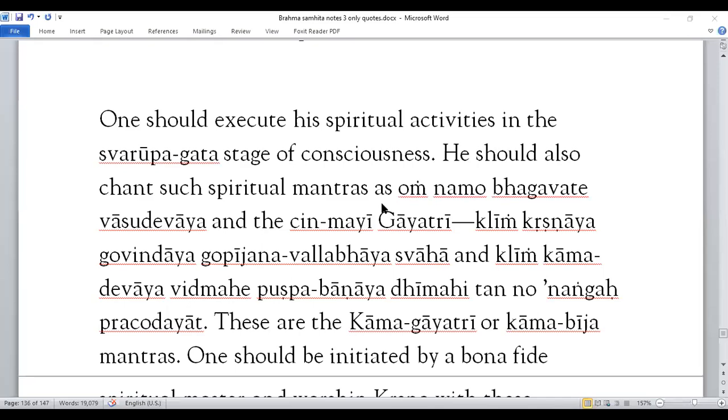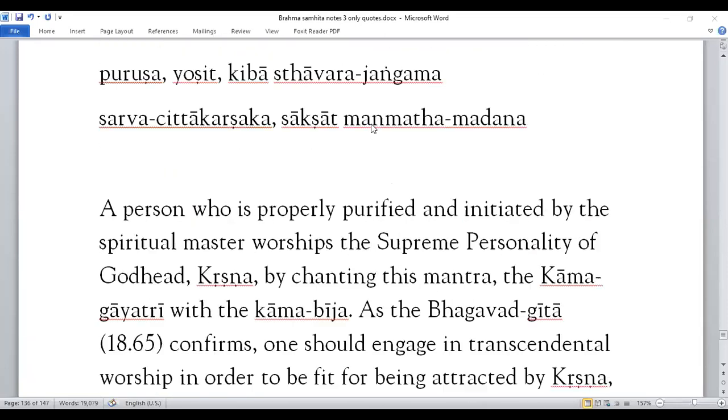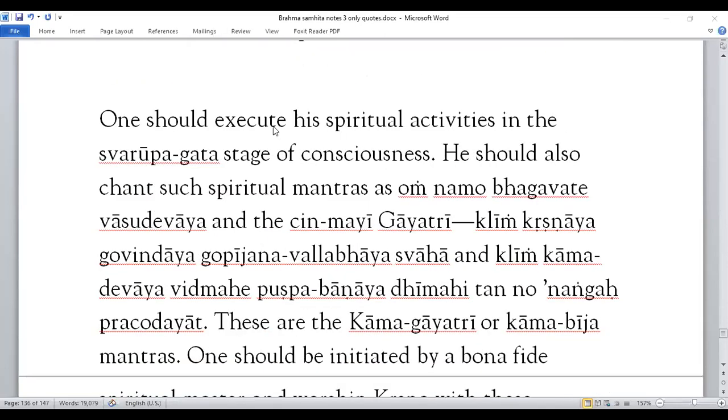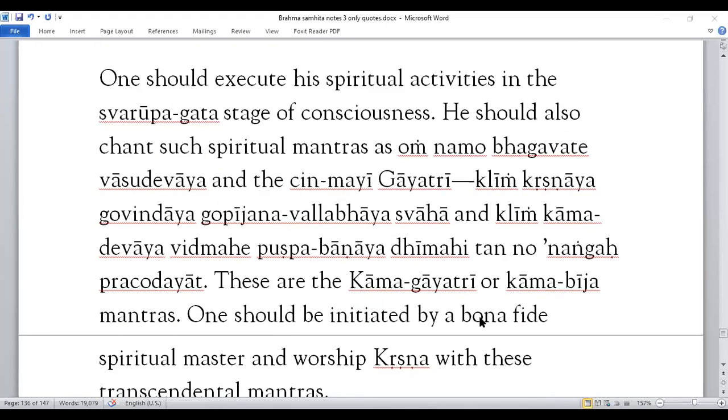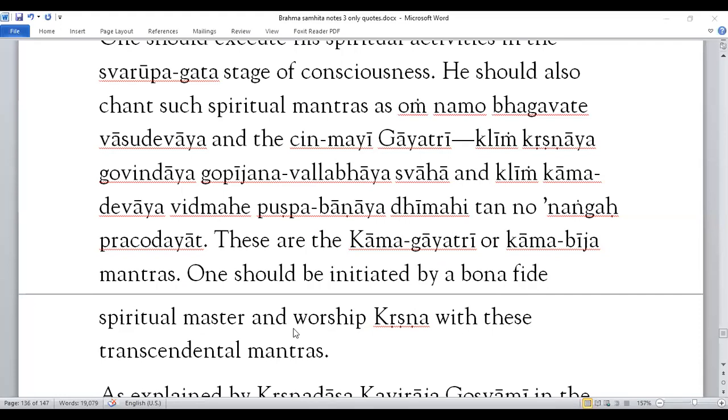This is Prabhupada's quote from Madhya Lila, Chaitanya Charitamrita. One should execute his spiritual activities in the Svarupagata state of consciousness. We were discussing this last time. He should also chant such spiritual mantras as Om Namo Bhagavate Vasudevaya and the Chinmayi Gayatri, Klim Krishna Govinda Gopijana Vallabhaya Swaha, and Klim Kamadevaya Vidmahe Pushpa Banaya Dhimahi Tanno Nanga Prachodayat. These are the Kama Gayatri or Kama Bija mantras. One should be initiated by a bona fide spiritual master and worship Krishna with these transcendental mantras.